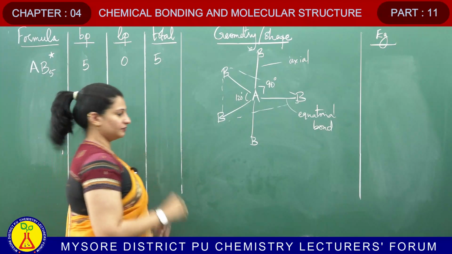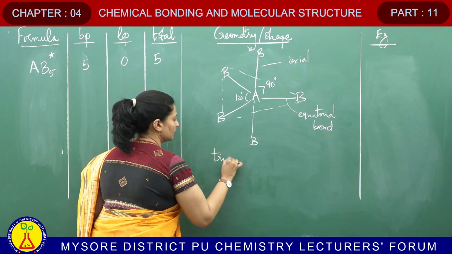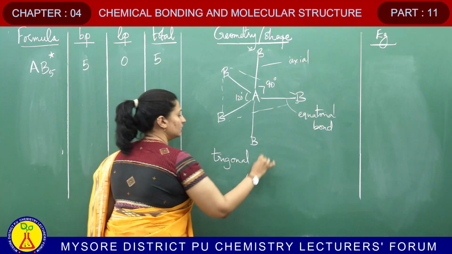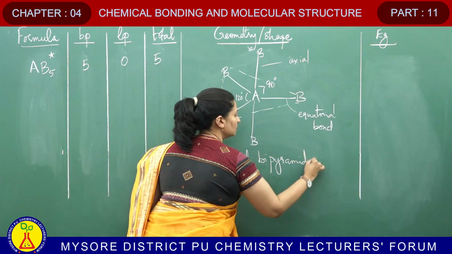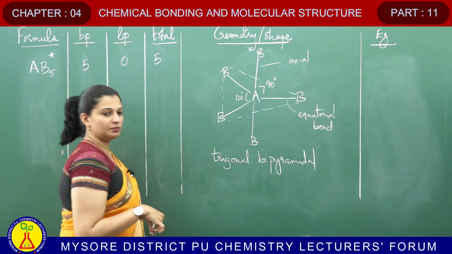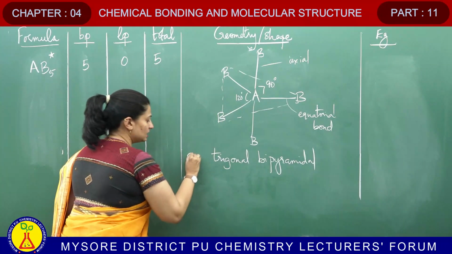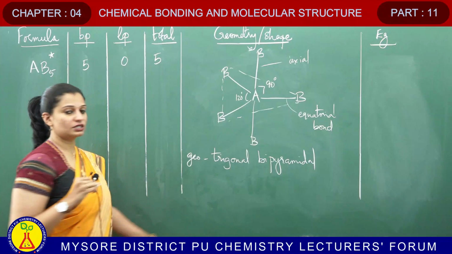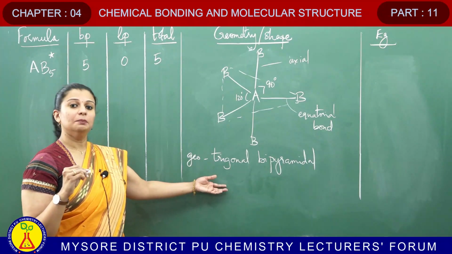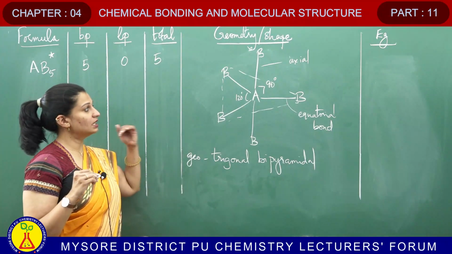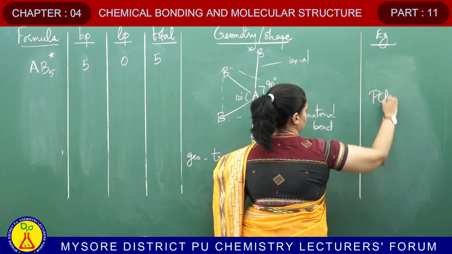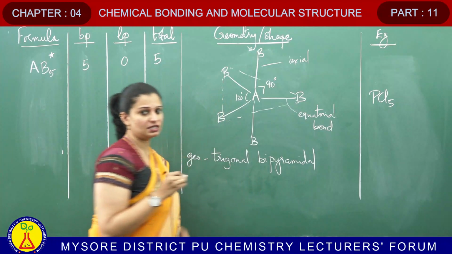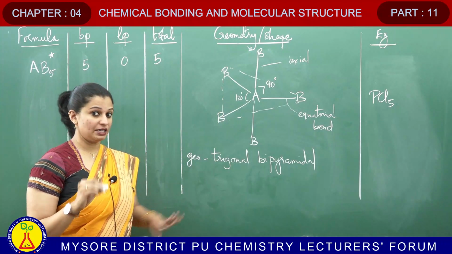Now what is the name of this geometry? The name of this geometry is trigonal bipyramidal. It's like you have 2 pyramids, one pyramid above and one pyramid below. That's why the geometry of the molecule is called trigonal bipyramidal. So this is AB5. The best example for this is PCl5 with 5 bond pairs, no lone pair.